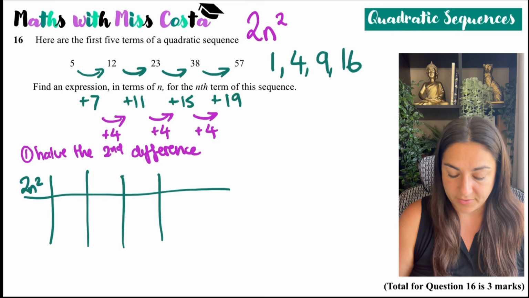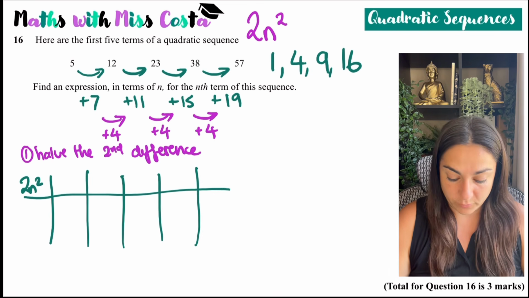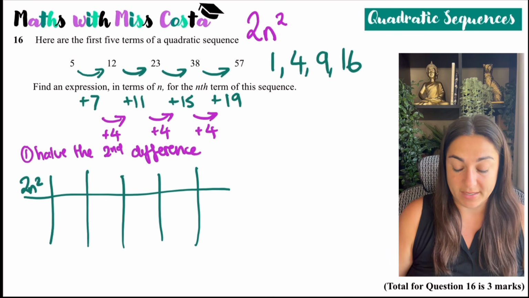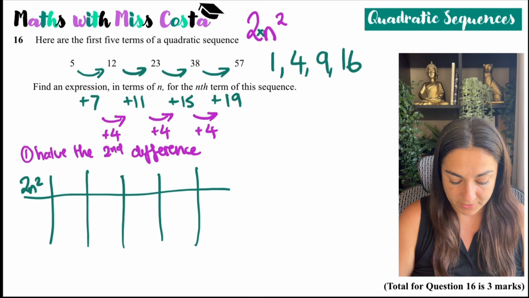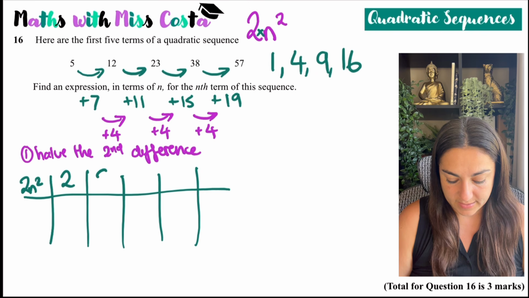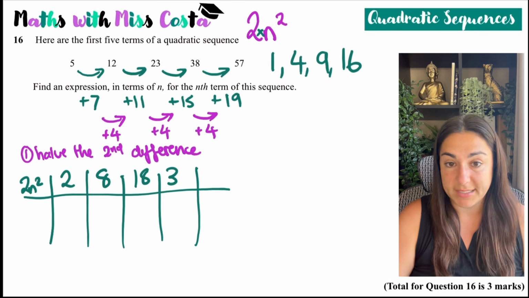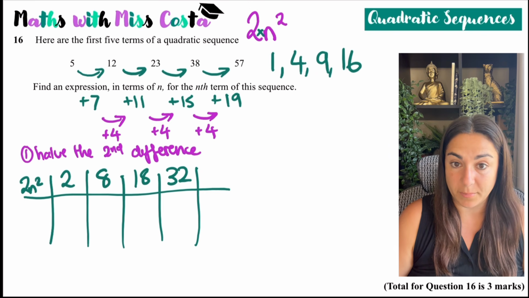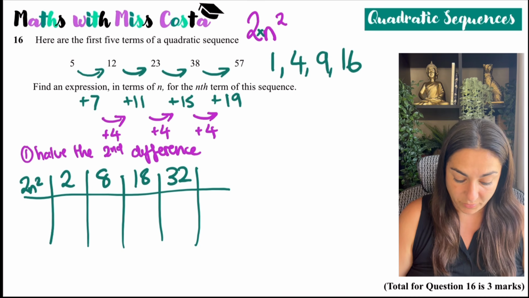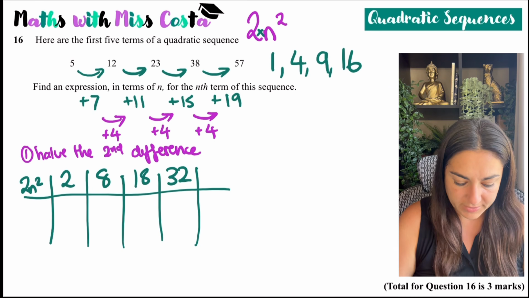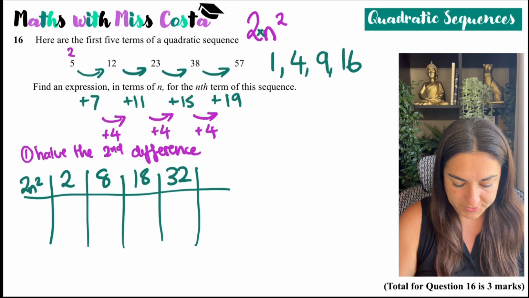What is the 2n squared times tables? Well, I know that the square numbers are 1, 4, 9, 16, so 2 lots of the square numbers, 2 times n squared, is going to be 2, 8, 18, 32. Because I know it's going up in the 2n squared times tables, I write that out. I could even write that out over here. So 2, 8, 18, 32.